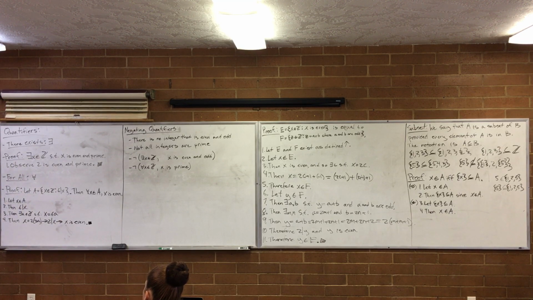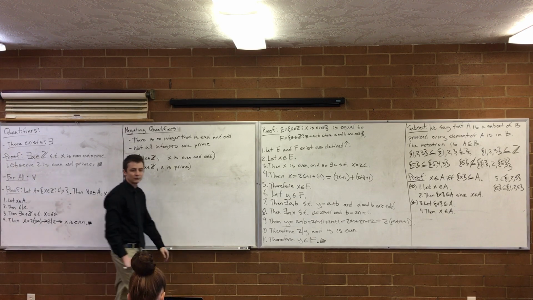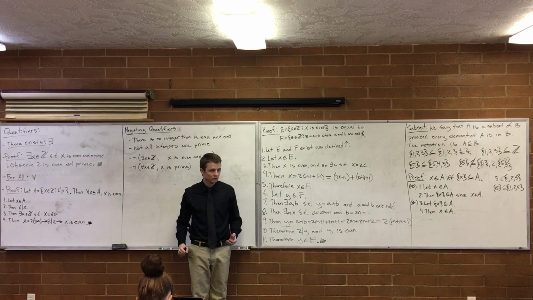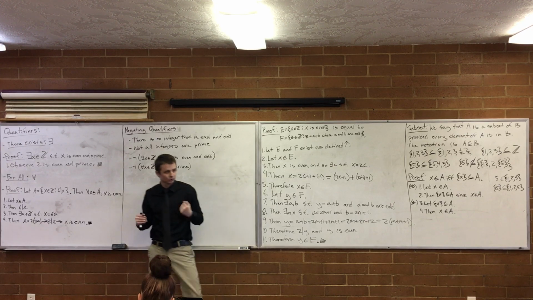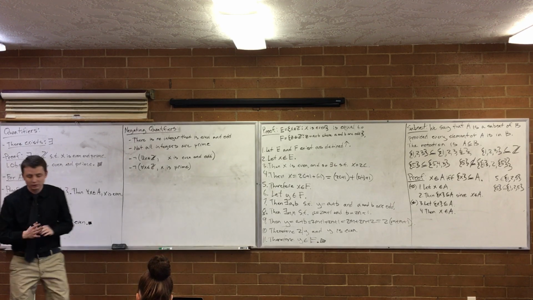There exists means we're looking for one. For all, or for each, means we need to handle every possible case. Let's use it in common language. I say that there's a teacher in this room. That means at least one person in this room is a teacher. There exists a teacher in this room.